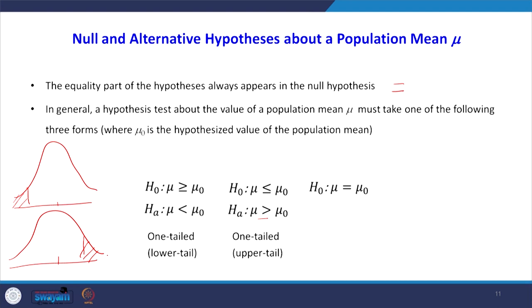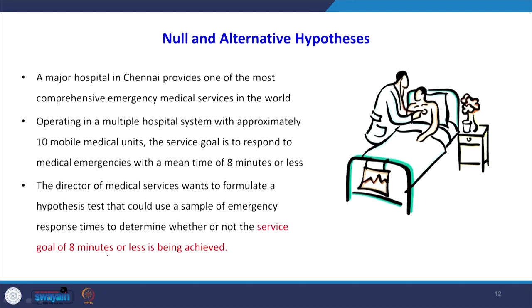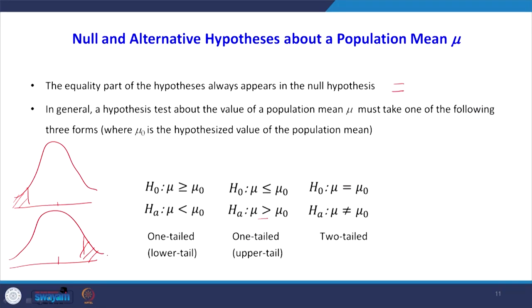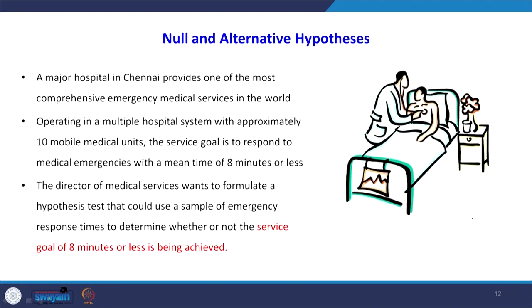The last one is the equal to sign, mu equal to mu naught. So mu not equal to mu naught, this is called a two tail test. In a two tail test, you see that the rejection area will be on both sides. So if the value goes below this, we will reject it, if the value goes above this, reject it. What is the meaning of value? I will explain. We will take an example to do a hypothesis testing.